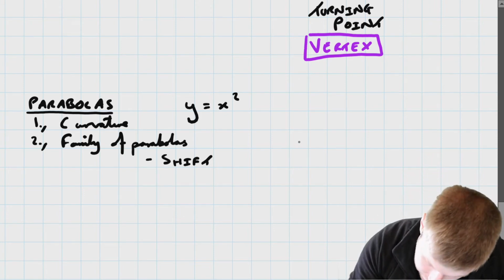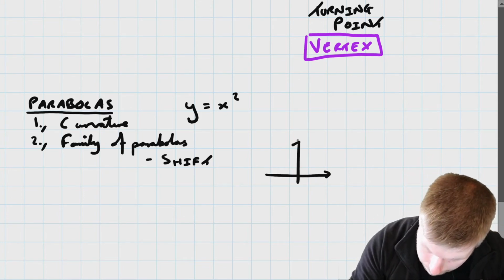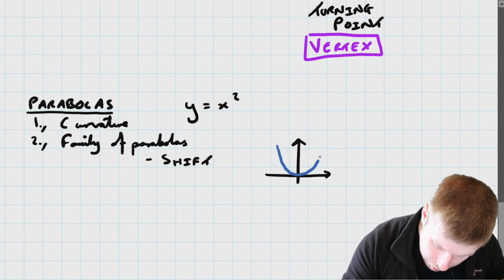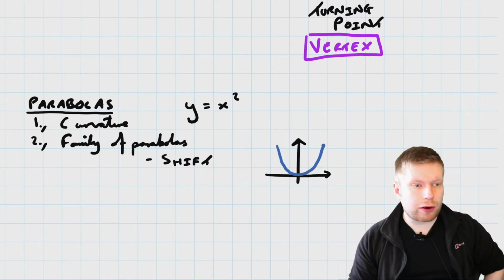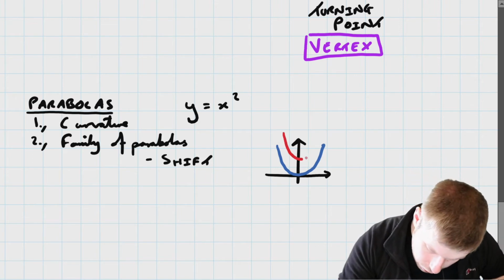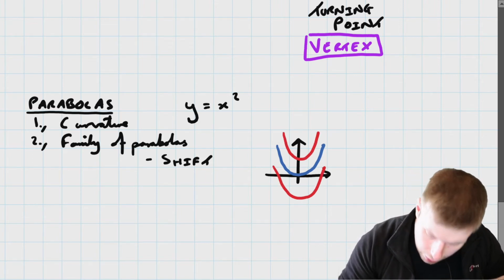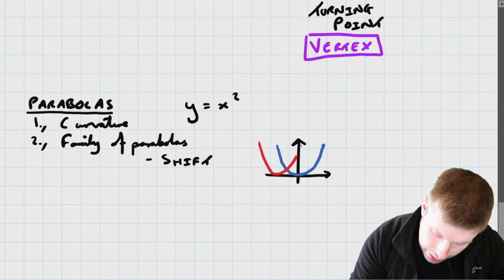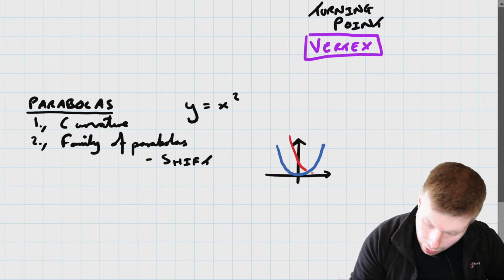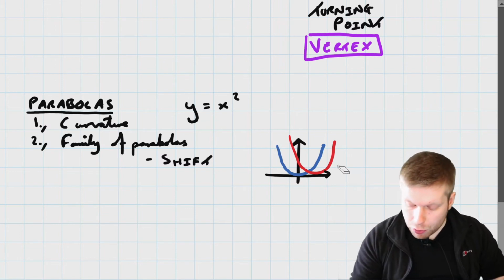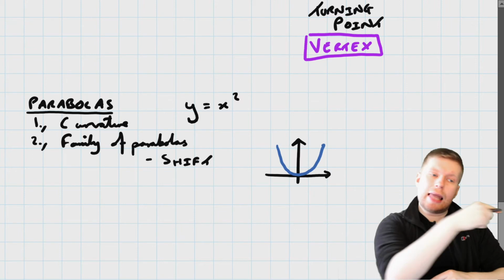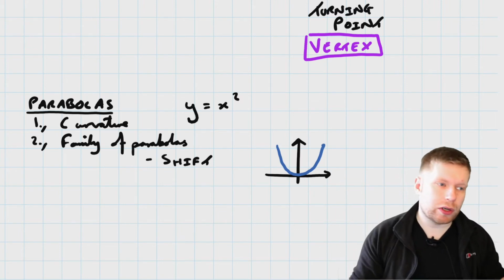So I start off with my original graph, okay? And I can move it up or down. So if I start off with my original graph in blue, I can move that graph either up or down. But I can also move it left or right. So I can move it over here, okay, or I could move it over here. So I can move my graph in four different directions: up, down, left, or right, and then I would get a brand new parabola as a result.